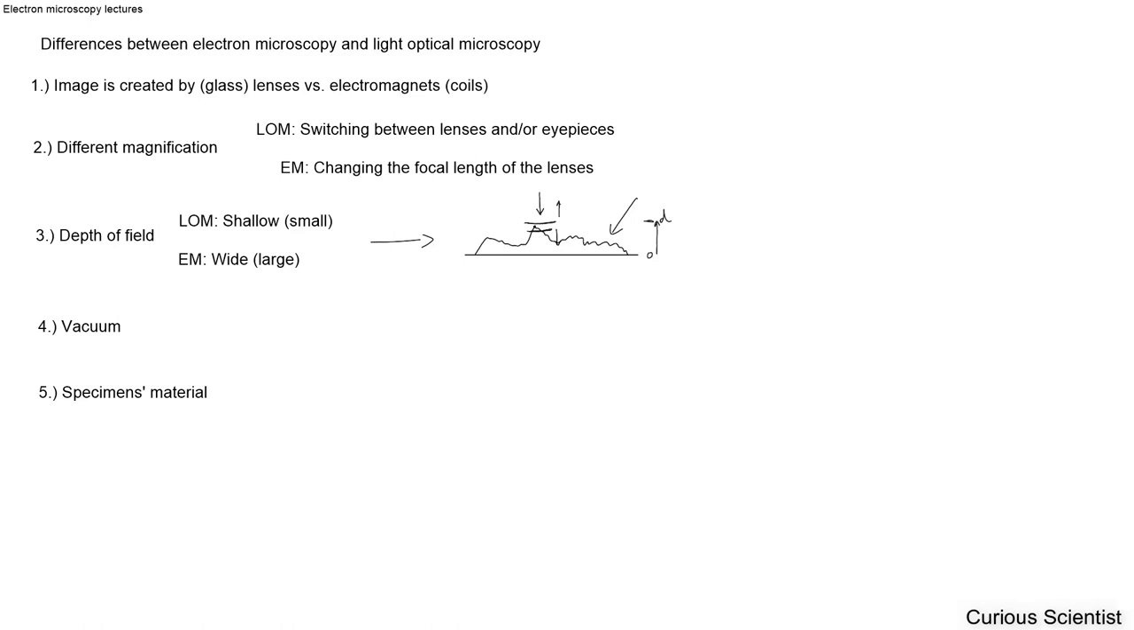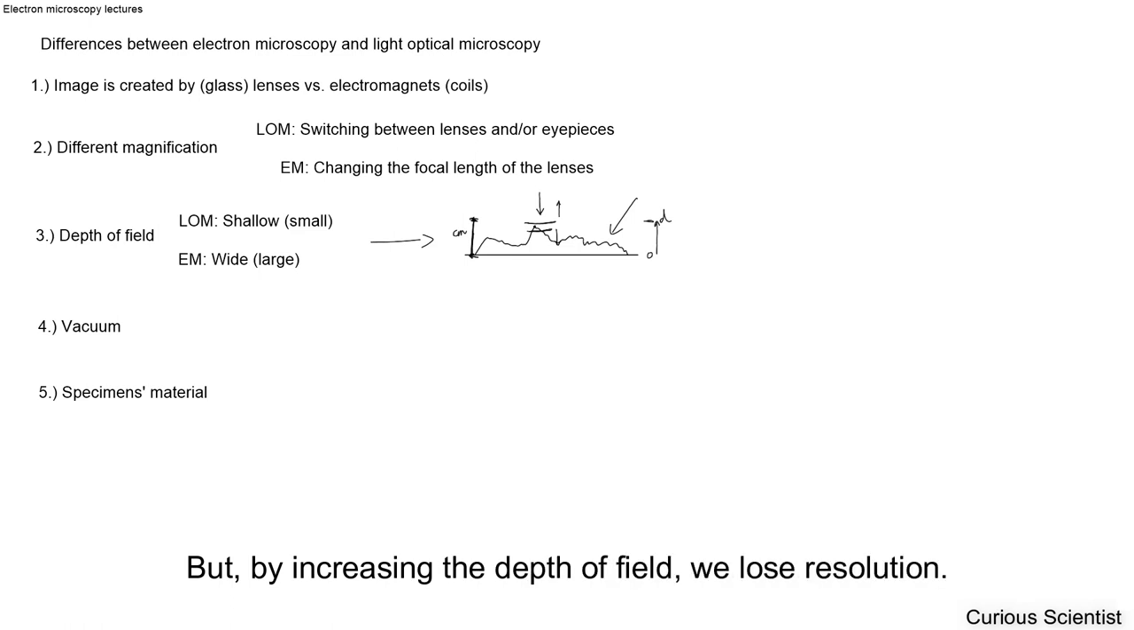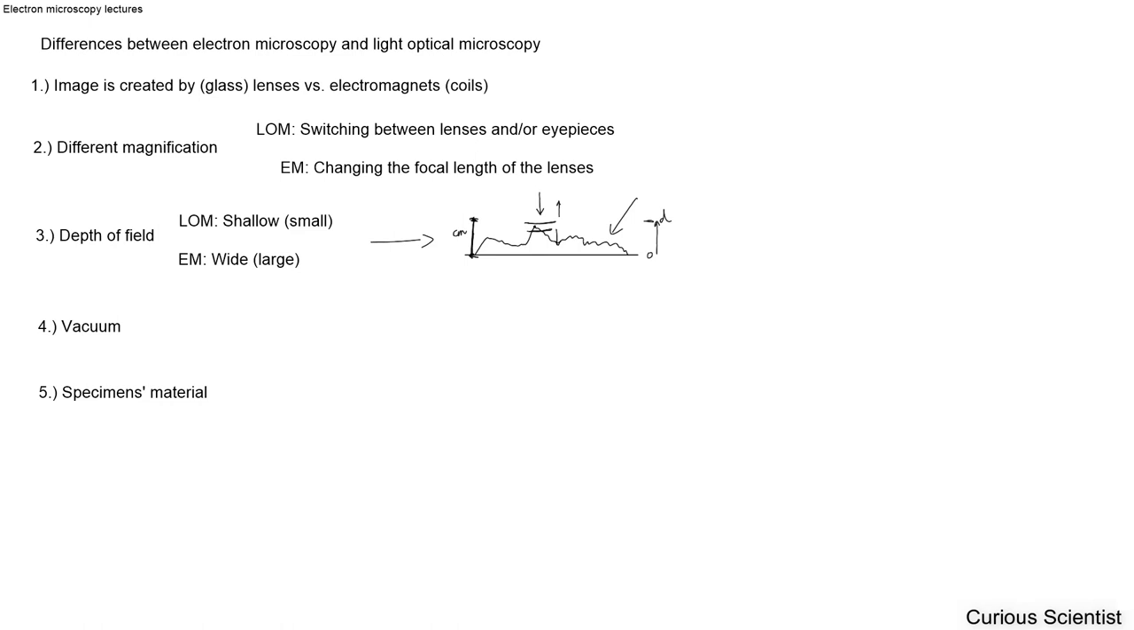On the other hand, with an electron microscope you can see the whole area, in principle. Based on different settings, these distances can even be centimeters high, and you can still see them sharp everywhere. So that's a very important difference.